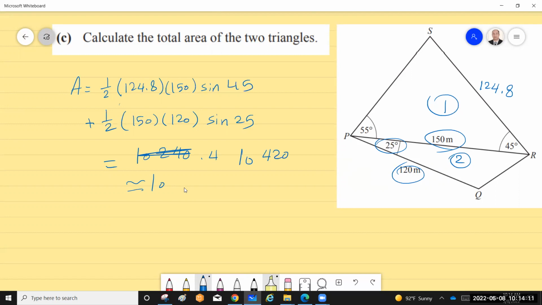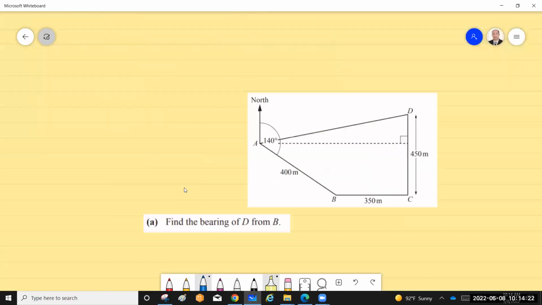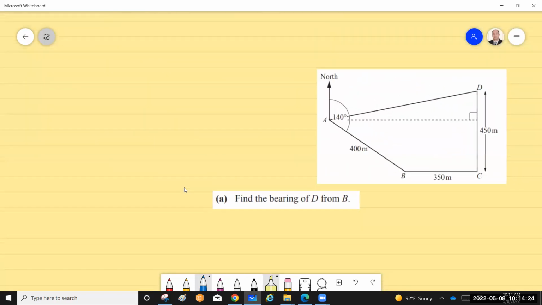10,420.4. This is the total surface area of the figure. Last question, number 5. I want to talk about it. This figure now: find the bearing of D from, you can read the question.